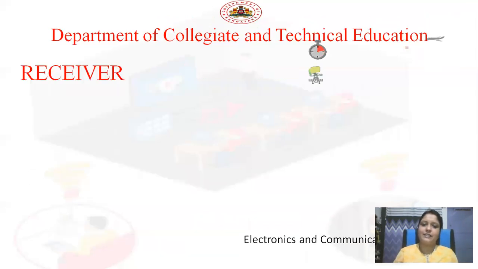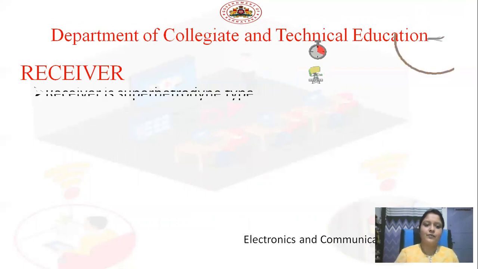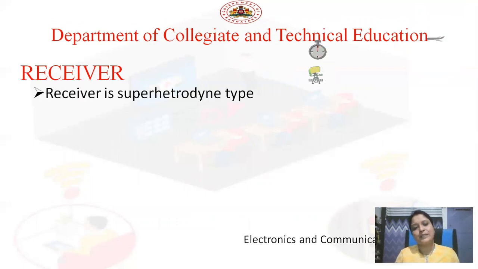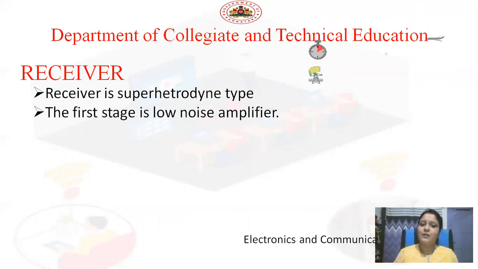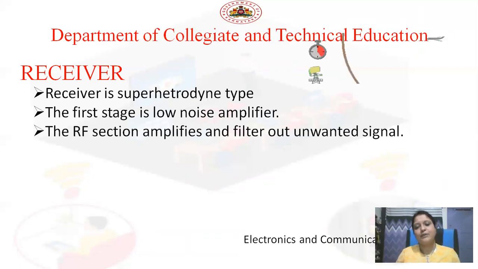Now the receiver section. What are the main blocks and functions of the receiver here? The receiver used in the pulsed radar is the superheterodyne type of receiver. The first stage is the low noise amplifier section. The RF section is the first amplification. It amplifies as well as filters out the unwanted signal there.